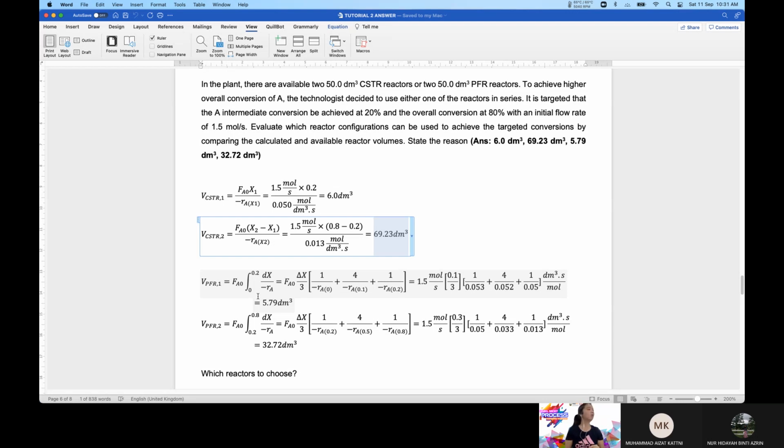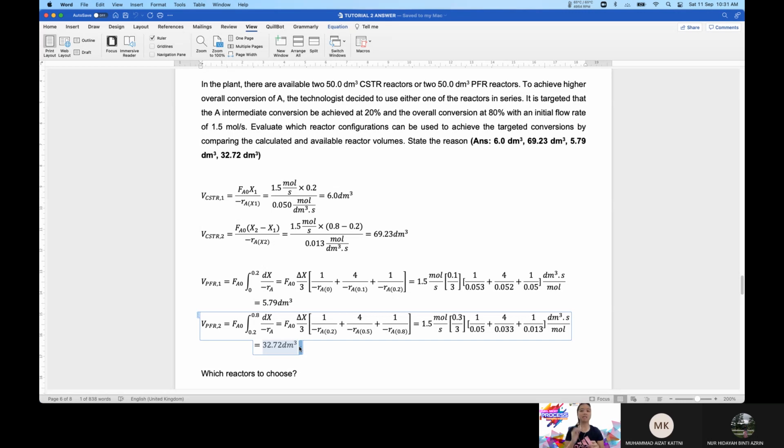PFR kedua pula, kamu tengok volume yang diperlukan hanya 32.72. Okay, so in this case, volume kedua pun lebih kecil daripada reaktor yang available. So we can conclude that we can use this configuration. And then you can see, memang sebenarnya kalau tindak balas tu, conversion sama, data sama, flow rate sama, volume yang diperlukan oleh PFR is definitely smaller daripada CSTR.